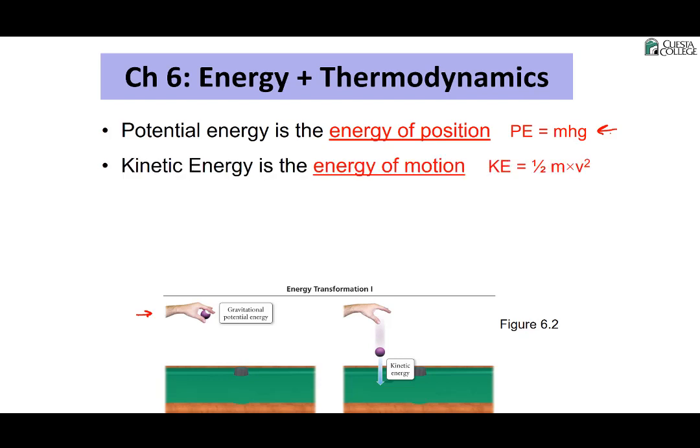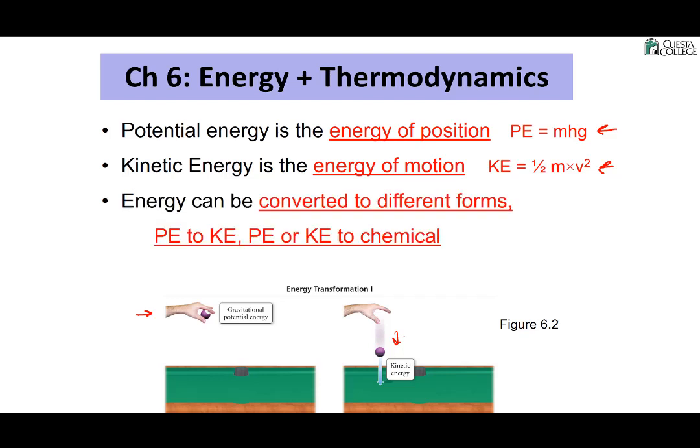Another type of energy is kinetic energy, or the energy of motion. The energy of motion can be calculated with mass times velocity, as shown in the formula. And this is also shown in the picture on the screen, where the person has let go of the ball. It is now moving towards the tabletop, and the ball now has some kinetic energy because it has a mass and it has a velocity going down towards the table.